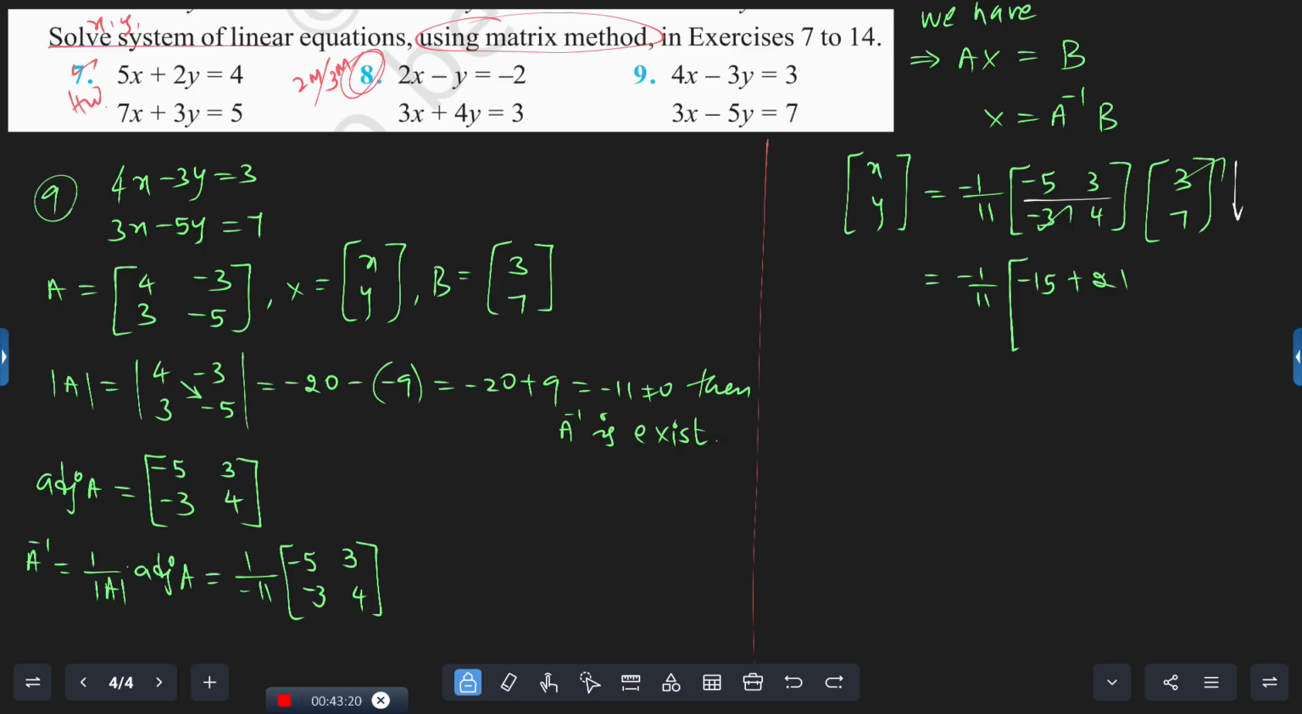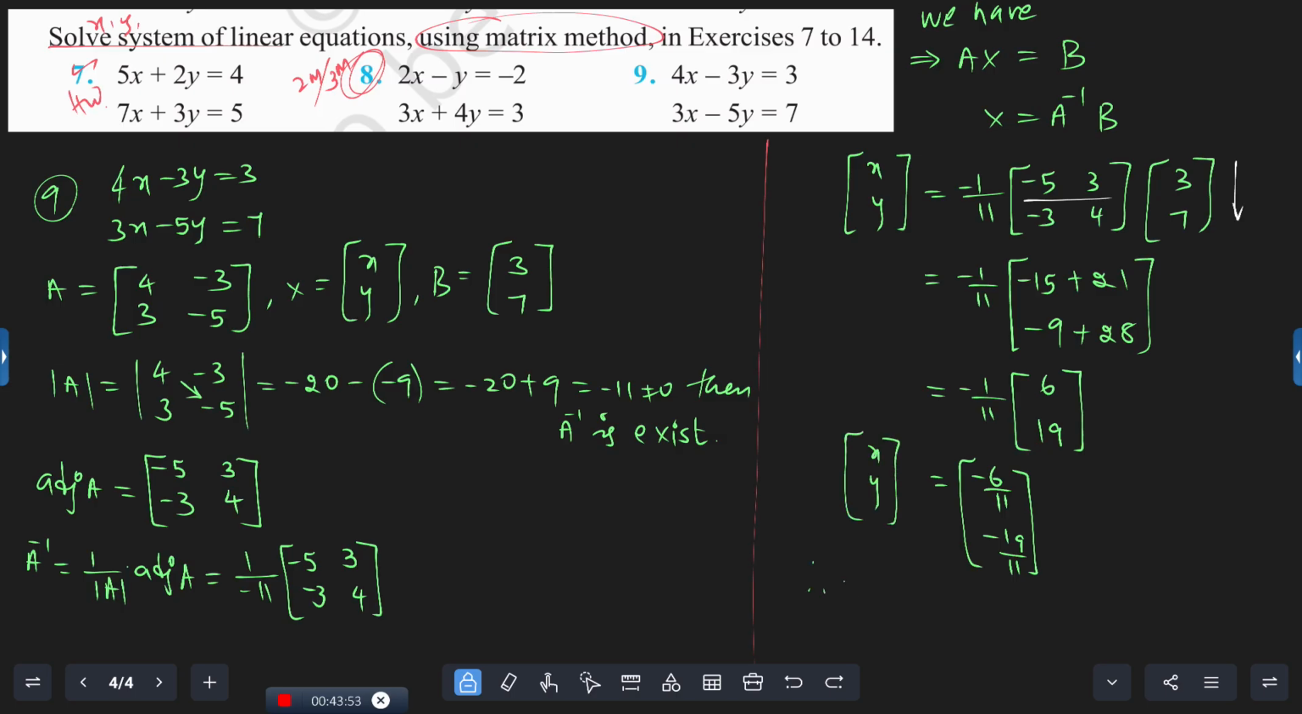First element to first element, minus 3 into plus 3, minus 9. Second element to second element, 4 7s are 28. When you simplify, what am I getting? 21 minus 15, 6 plus 6. 28 minus 9, what will you be getting? 19. Minus 1 by 11 when you multiply, minus 6 by 11 and minus 19 by 11 is my required value for x and y. Therefore, x is equal to minus 6 by 11 and y is equal to minus 19 by 11.